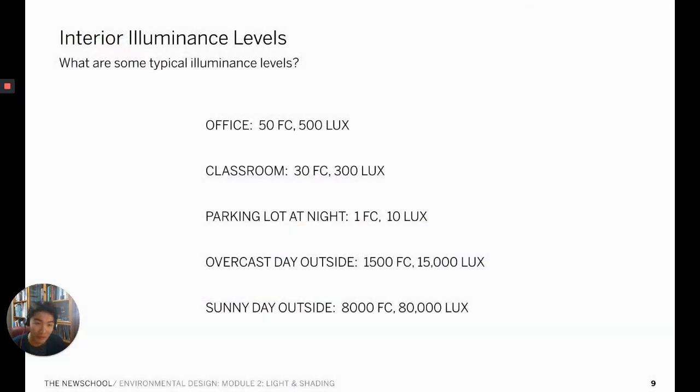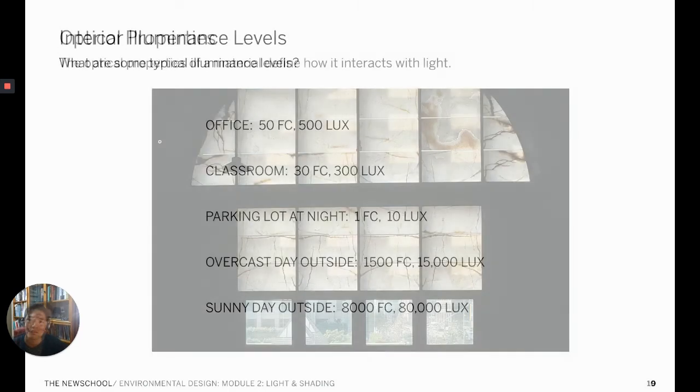Interior spaces of buildings are usually designed based on the required illuminance value. Working surfaces in offices and classroom spaces need to be 500 and 300 lux respectively. We only need 10 lux for a parking lot at nighttime. Notice that these interior values are dramatically lower than the outside condition under the sun.